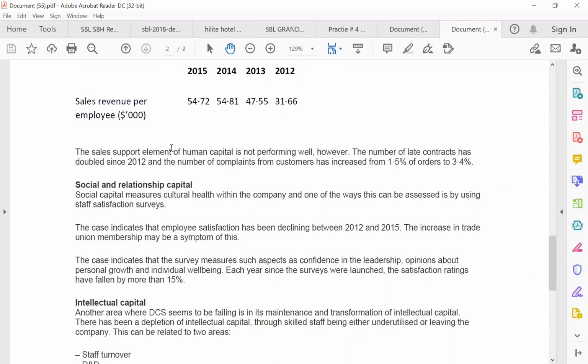The case indicates that employee satisfaction has been declining between 2012 and 2015. The increase in trade union membership may be a symptom of this. The case indicates that the survey measures such aspects as confidence in the leadership, opinions about personal growth, and individuals' well being. Each year since the survey was launched, the satisfaction rating has fallen by more than 15%. This was very much evident from the question.